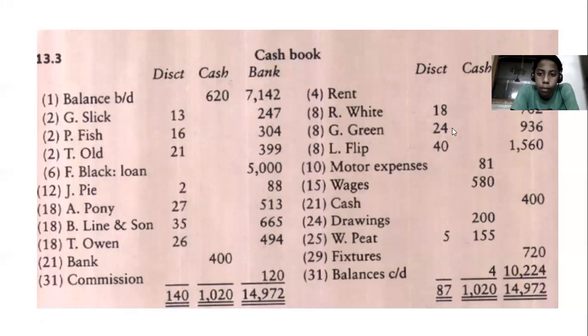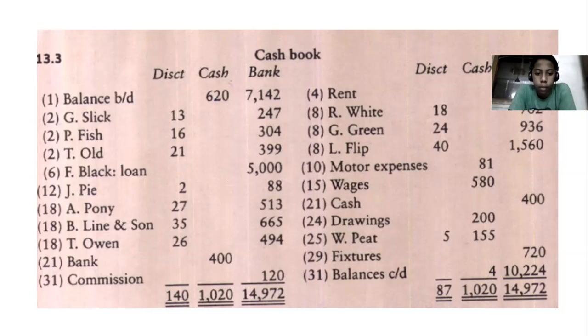Who can tell me why it is called three column cash book? Sir, because it also contains discounts. Very good. Excellent. Because this is discount column, cash column, and bank column. So three column debit has the same three columns on the credit side. So that is why it is called three column cash book.